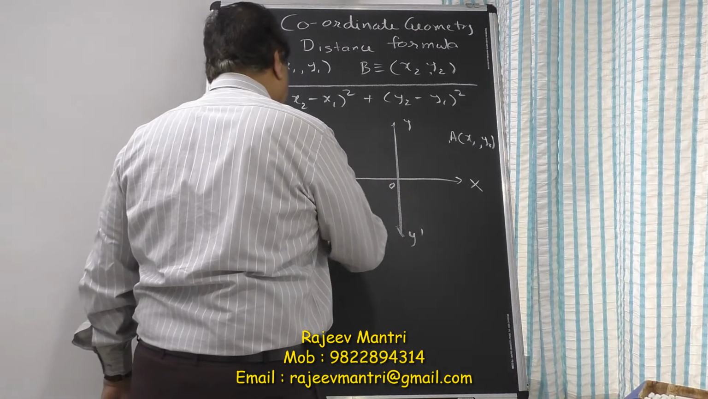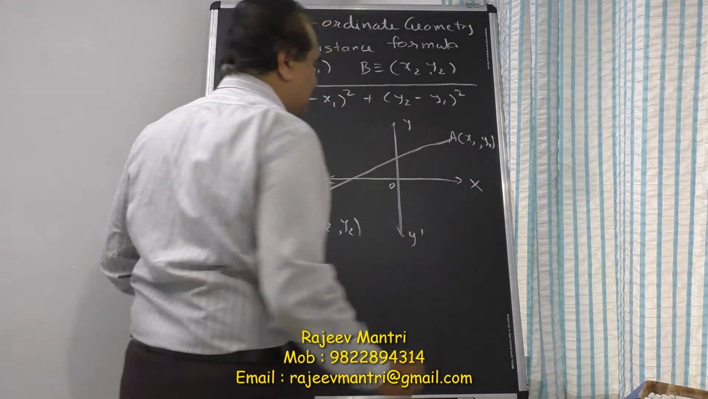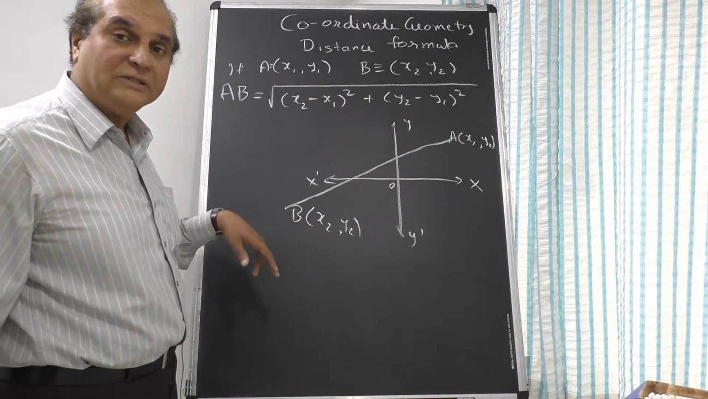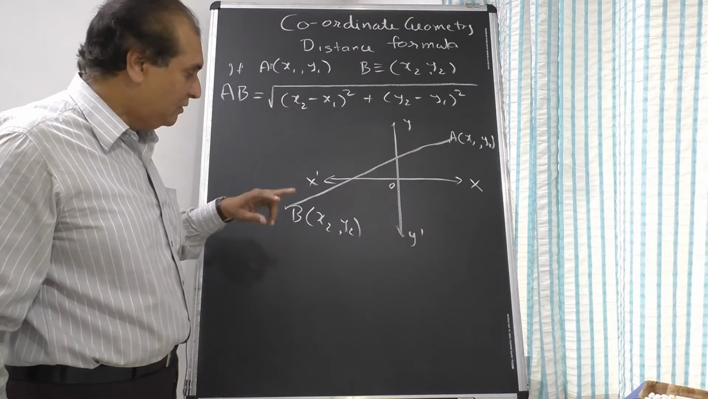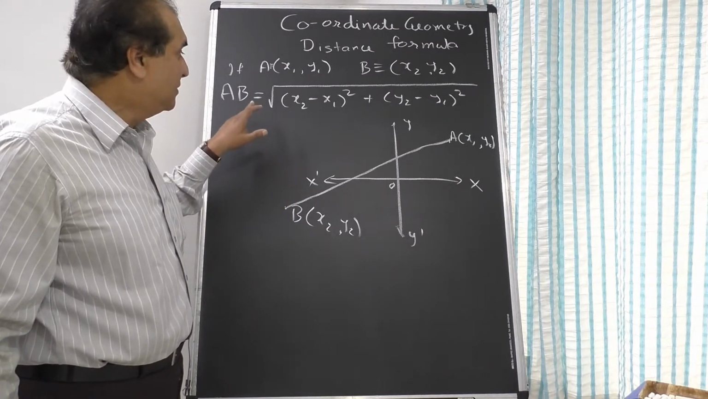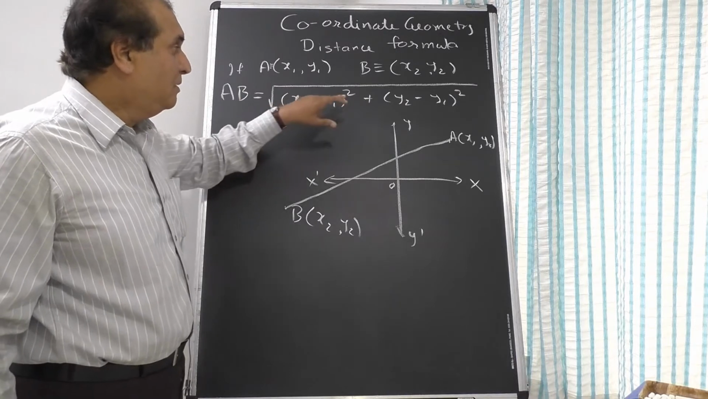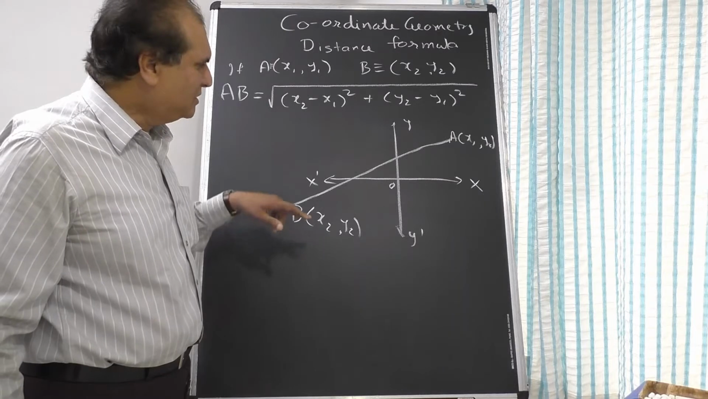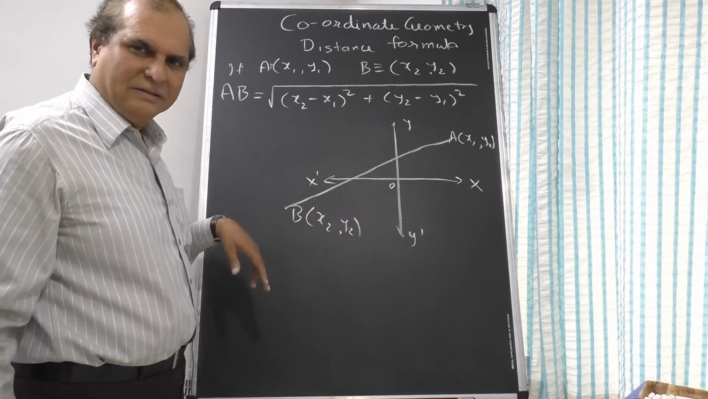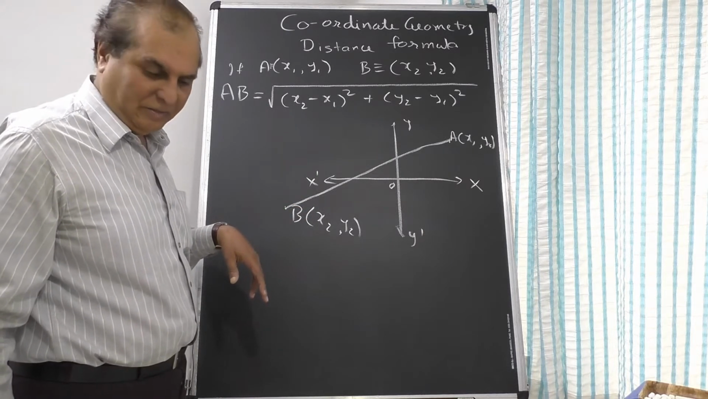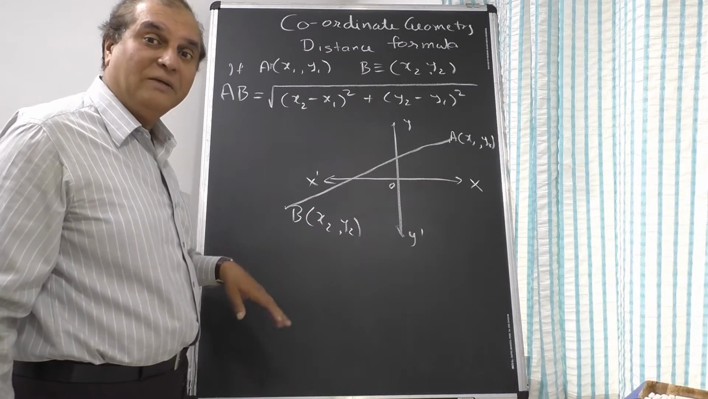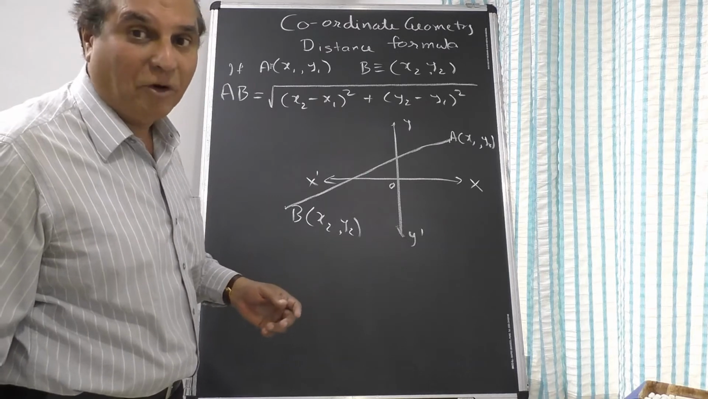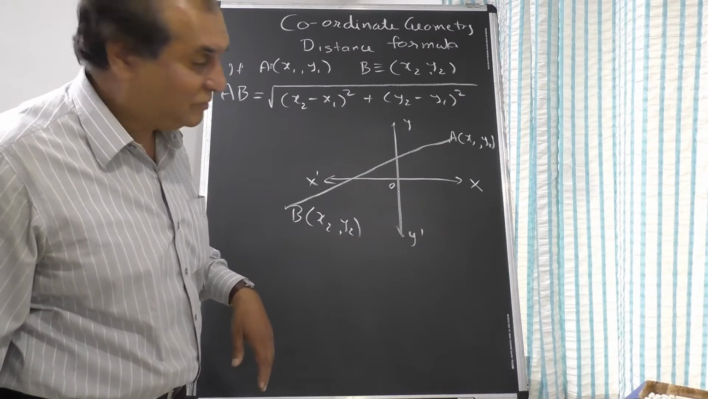For this distance AB you can find it using a formula. If you know the coordinates of 2 points A x1 y1, B x2 y2, AB is equal to the square root of (x2 minus x1) square plus (y2 minus y1) square. This is nothing but the Pythagoras theorem. The distance formula can be easily derived, but I am not going to derive that. If you have any doubt, I can derive the formula. You write to me in the comment box if you want an explanation of this formula.